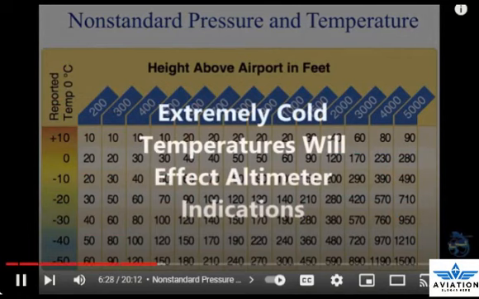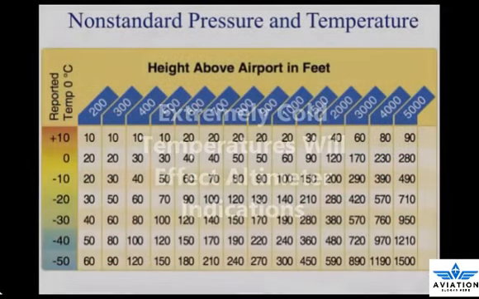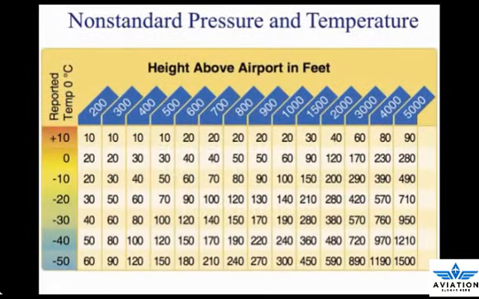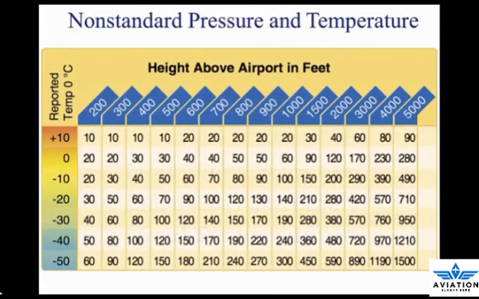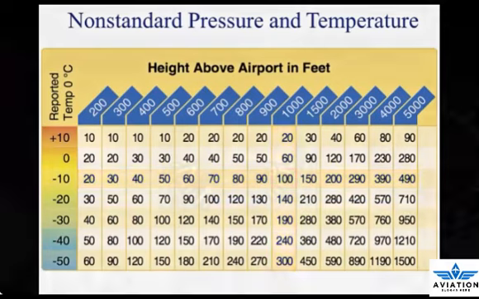Extremely cold temperatures will also affect altimeter indications. The above image, which was derived from ICAO formulas, indicates how much error can exist when the temperature is extremely cold. Look at the chart using a temperature of -10 degrees Celsius, and the aircraft altitude is 1,000 feet above the airport elevation. The chart shows that the reported current altimeter setting may place the aircraft as much as 100 feet below the altitude indicated by the altimeter.